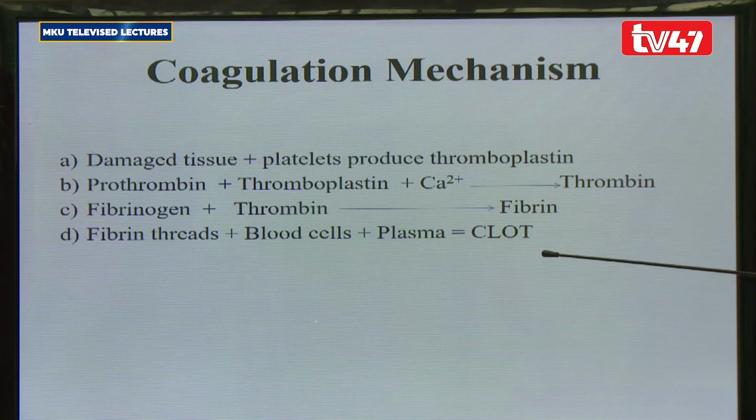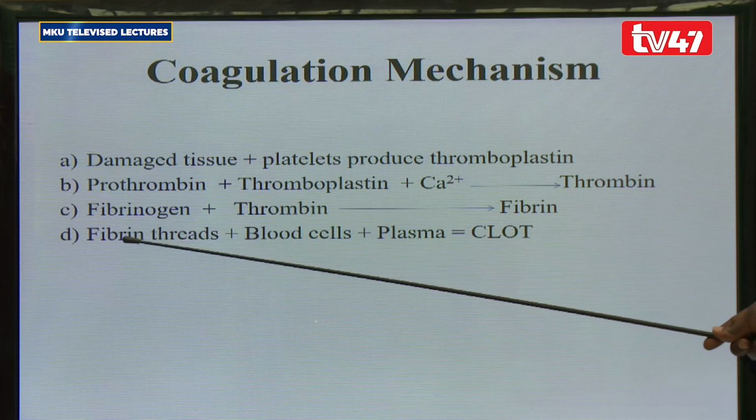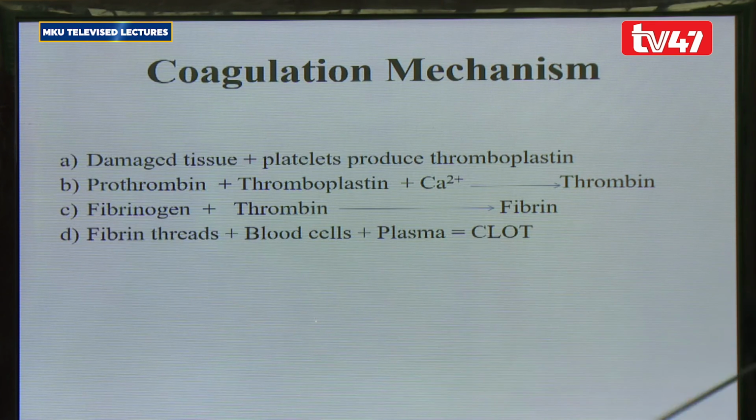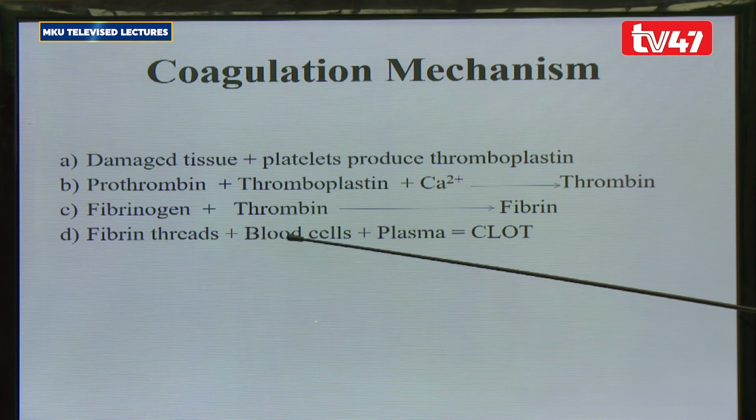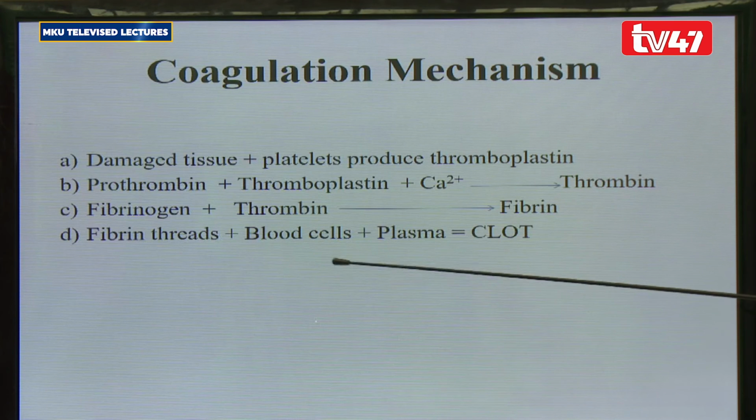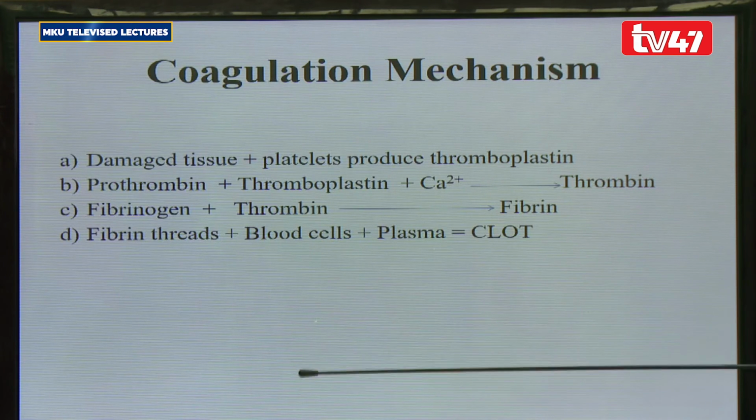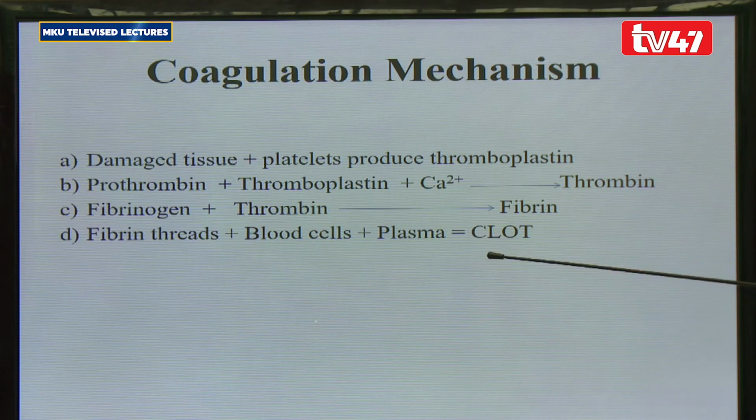fibrin fibers. The fibrin threads that are formed then wrap themselves around everything around them. That is the blood cells, the red, the white, and the platelets, and also the plasma, forming a solid mass that we now call the clot. And the clot ends up blocking the blood vessel at the site of injury, preventing further loss of blood.